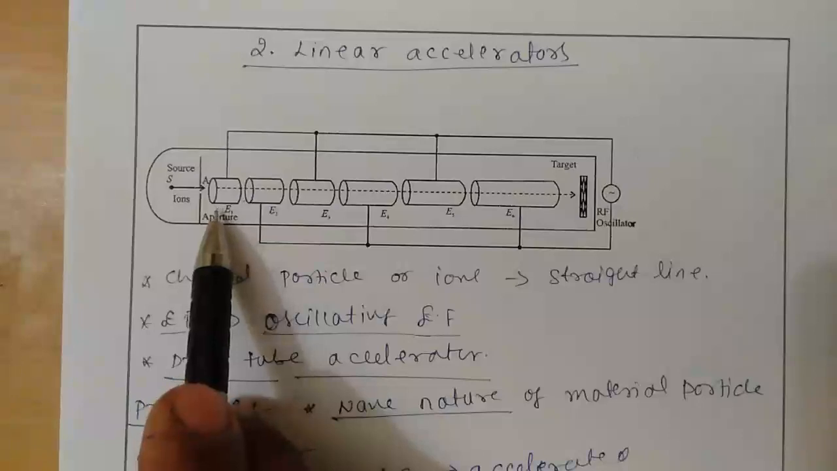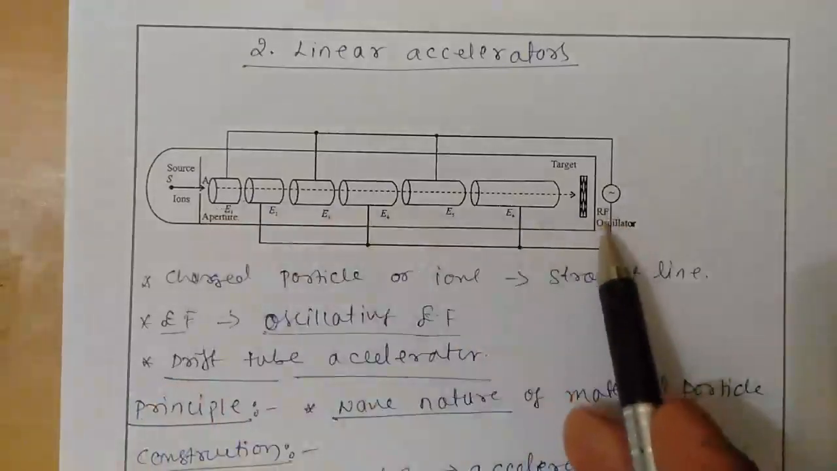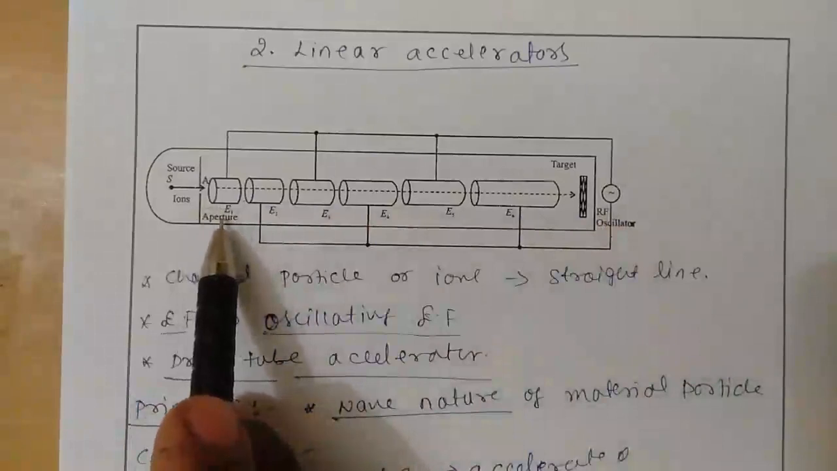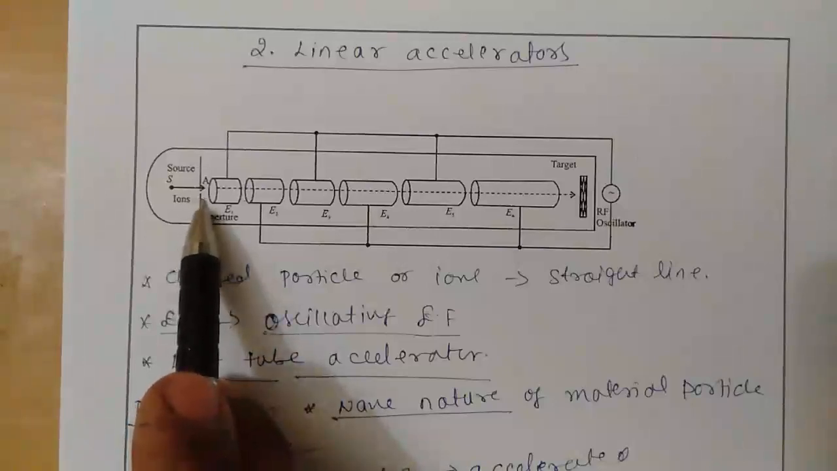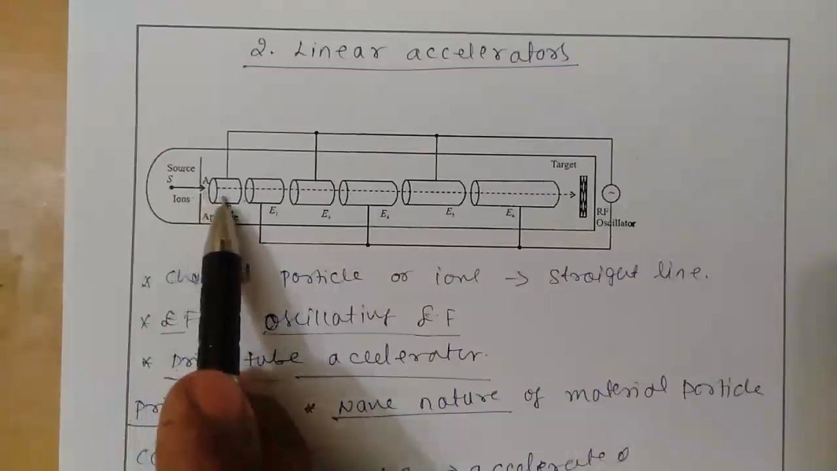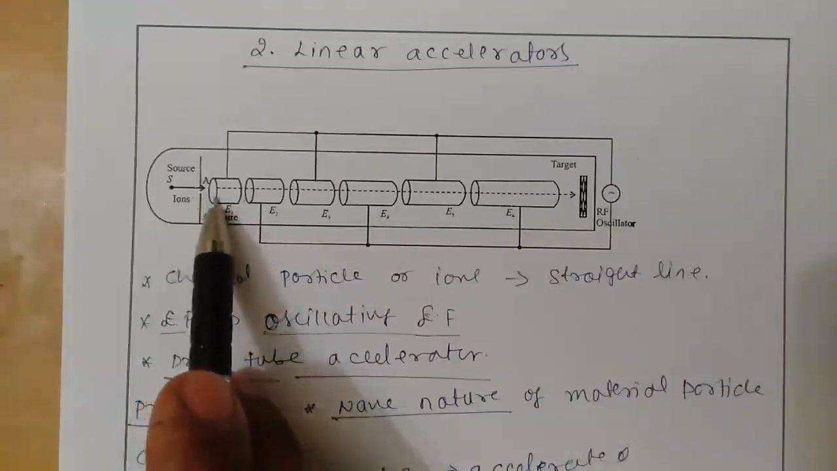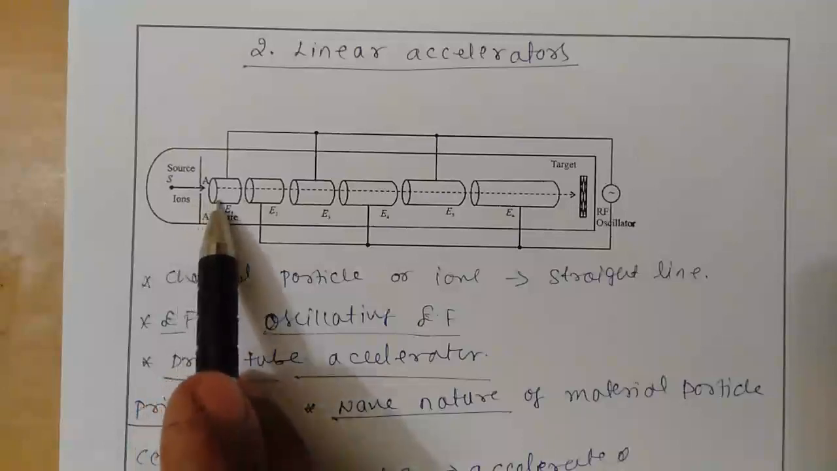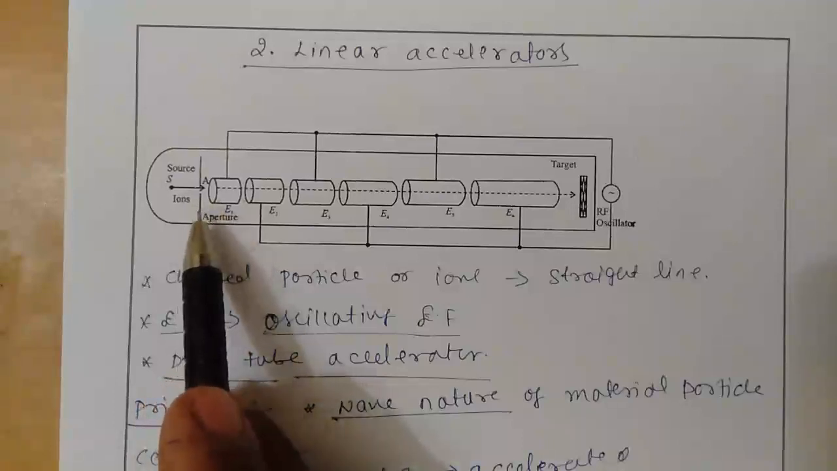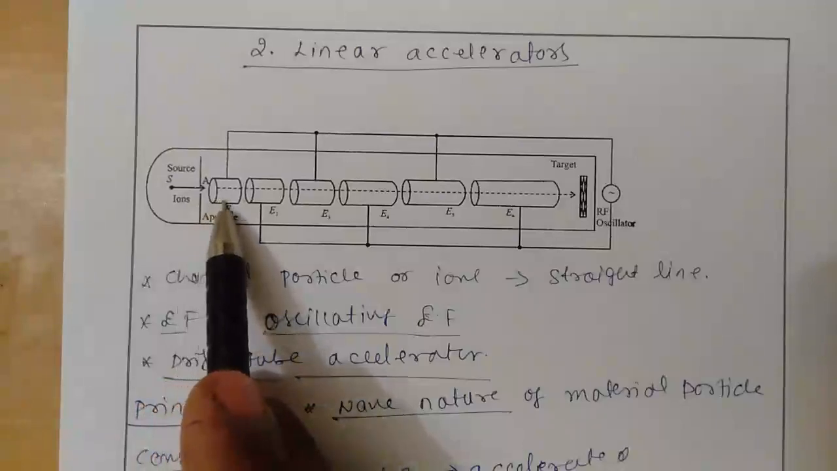Now during the first half of the cycle of the oscillator, electrode E1, or the tube E1, will be under negative potential with respect to this aperture A. So what happens in the gap between this aperture A and the tube 1? We have a certain gap here. In this gap, the charged particles get accelerated. Why? Because they are getting attracted towards this electrode E1. As usual, they get accelerated because of the electric field that we have applied.